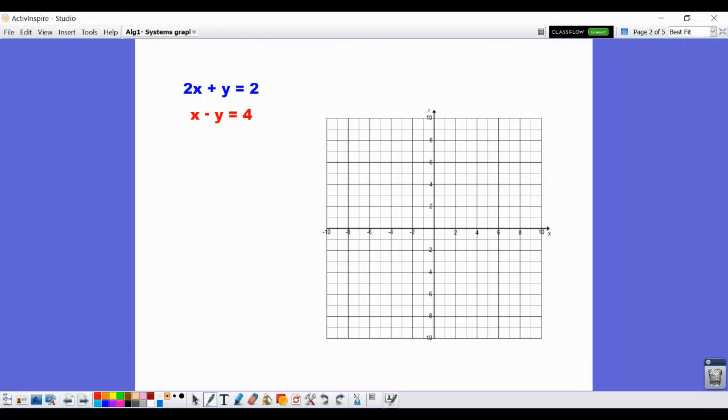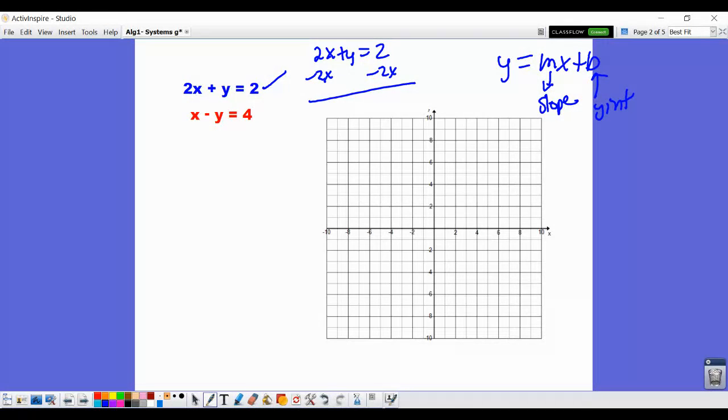Okay, so we've got two equations. We've got 2x plus y equals 2, and we've got x minus y equals 4. And we know that to graph, we need y equals mx plus b, where b is our y-intercept and m is our slope. So let's go ahead and solve these for y. If I start with my 2x plus y equals 2, I know that my y needs to be alone, so I'm going to subtract my 2x, and I come up with y equals negative 2x plus 2. And as you remember, the first number is my slope, so that would mean my slope is negative 2 over 1, and my b is 2.